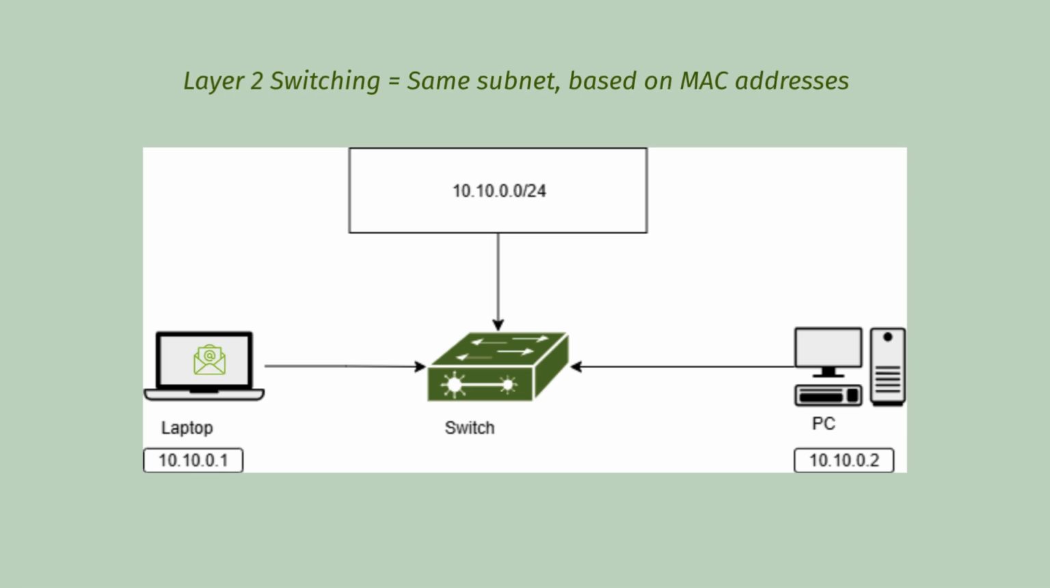When the laptop sends data to the PC, it goes through the switch. The switch checks the MAC address table for the destination MAC address and the exit port, and then it forwards the traffic directly to the PC. This is layer 2 switching. The traffic never leaves the local network. It just switches between devices.